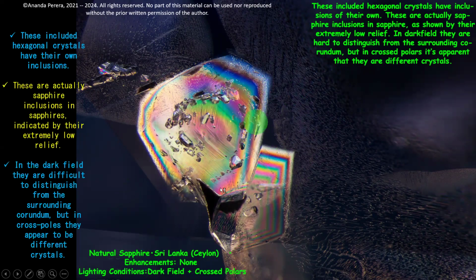In the dark field, they are difficult to distinguish. With only the dark field, this is difficult. But the crossed polars give this kind of a picture. In cross polars, they appear to be different crystals. But it is corundum crystals inside the corundum.